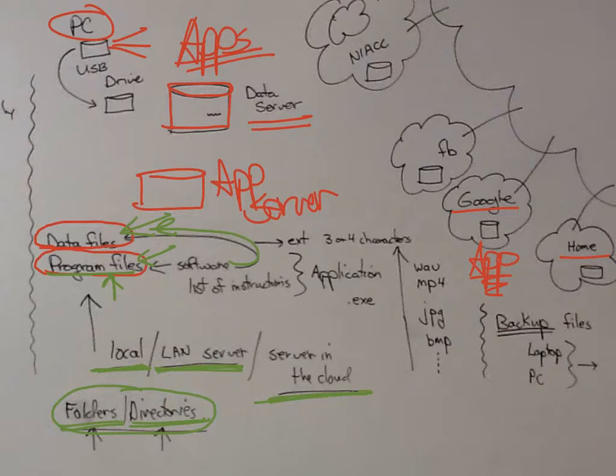Let's move back up here to program instructions. Software manipulates a data file. A list of instructions, called an application, usually has an extension of exe, which means executable. Data files typically have an extension of 3 or 4 characters, like docx, which is a Microsoft Word file because of the X. So we have WAV files, MP4, and picture type files. There are literally hundreds and hundreds of extensions that represent different types of files. I'll talk a little bit more about that later.